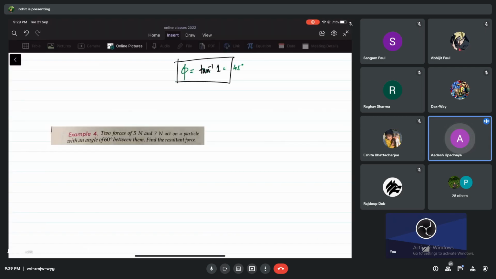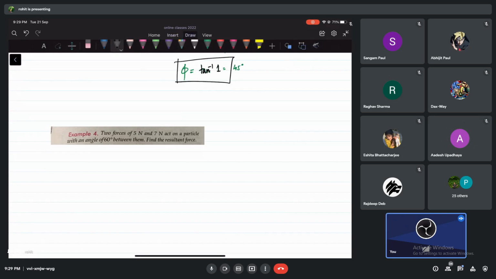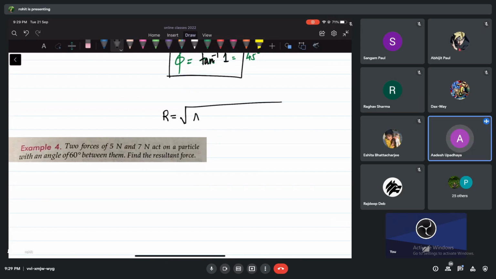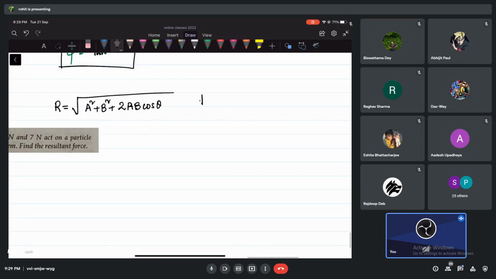So, start. Can you show the formula for R? Okay, I will write the formula. If you want to find the resultant, it is equal to what, guys? Root over of? Tell me. A square plus B square plus twice AB cos theta. Okay. What about tan phi? Or let's say phi.